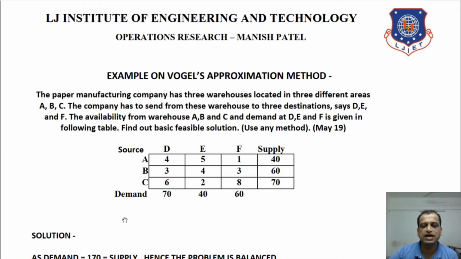So how do we see that? Before, we add all the demand side: 70 plus 40 plus 60 is equal to 170, and from the supply side 40 plus 60 plus 70 is again 170. Hence the problem is balanced. What happens if the problem is unbalanced? Here, if it is 100 and if it is 170, we try to introduce a dummy column or a row to balance the problem.